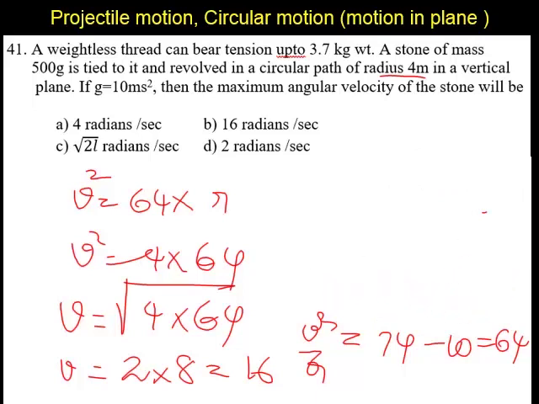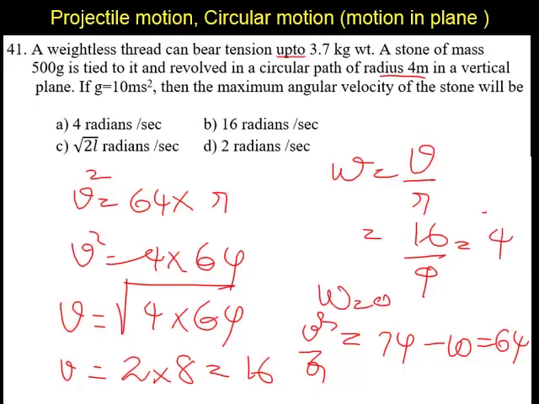They are asking for the maximum angular velocity. The formula is angular velocity equal to v by r. So here v is given as 16, r is given as 4. So it is simply 4 radians per second. So the answer is 4 radians per second. A is the answer.